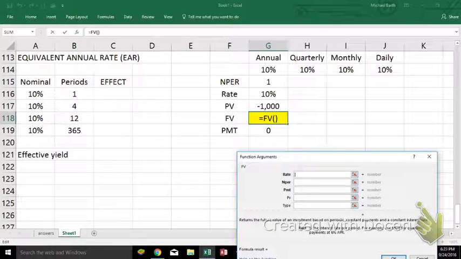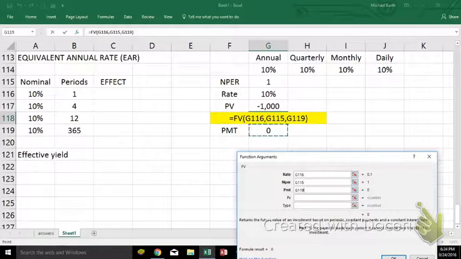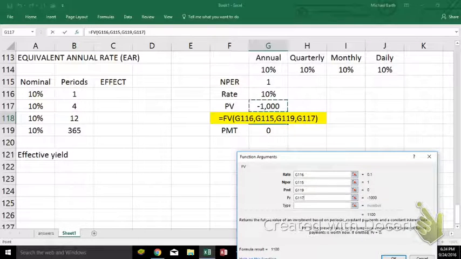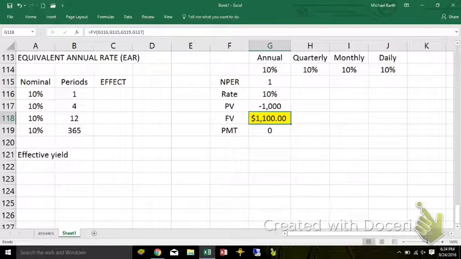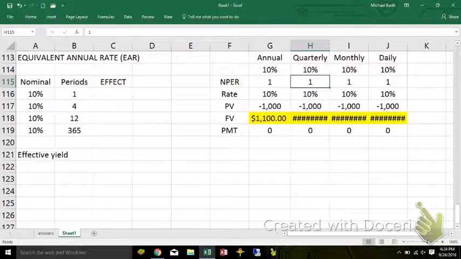So if we take the rate, number of periods, payment's going to be 0 because you're just going to put $1,000 into the bank, then you'll end up with $1,100. Alright, so with the rest of these, the difference here, if it's quarterly, there'll be 4 periods, and it'd be 10% divided by 4, or 2.5% each quarter.